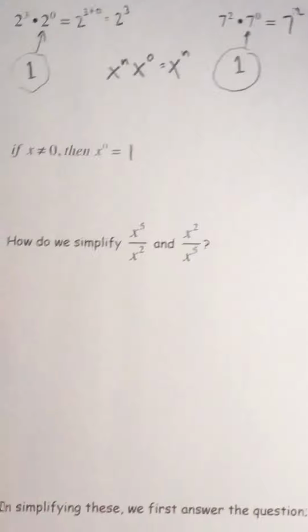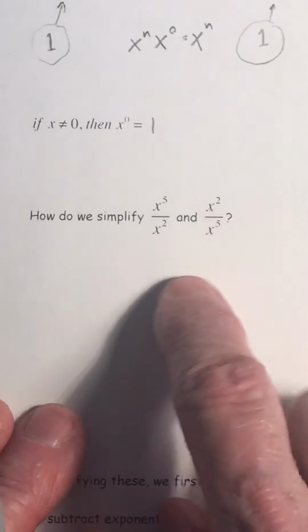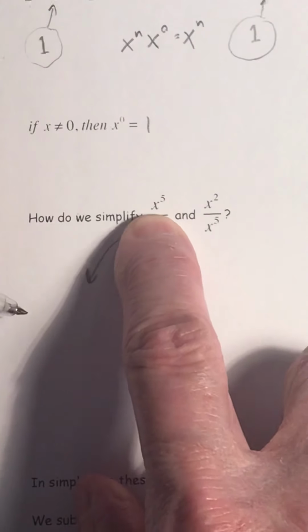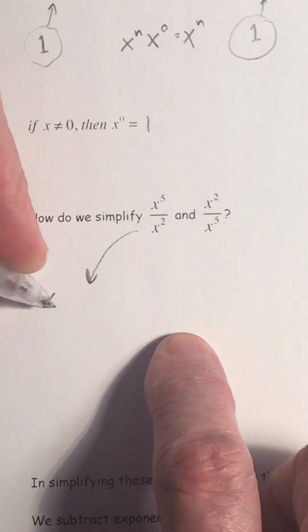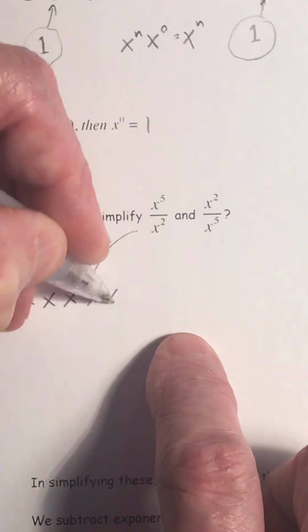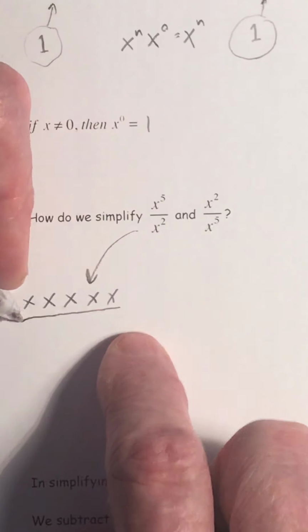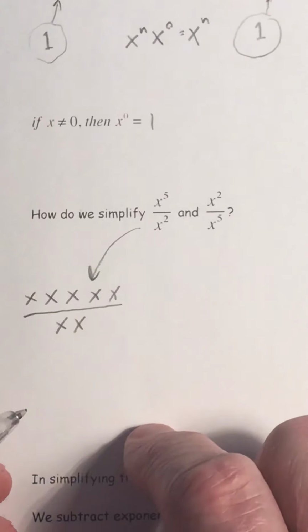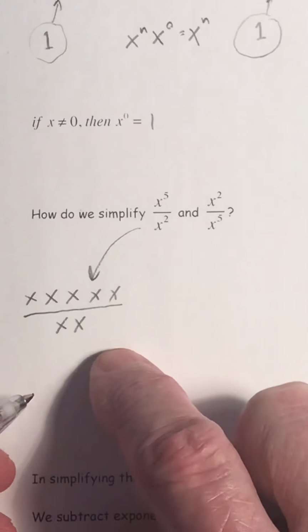On to the next thing. How do we simplify fractions like this? Well, what does this really mean? X to the 5th power. It means x times x times x times x times x. Let me use all the space. That's what x to the 5th is. That's the numerator. And that's x to the 2nd. That's the denominator. What can I do to simplify this?